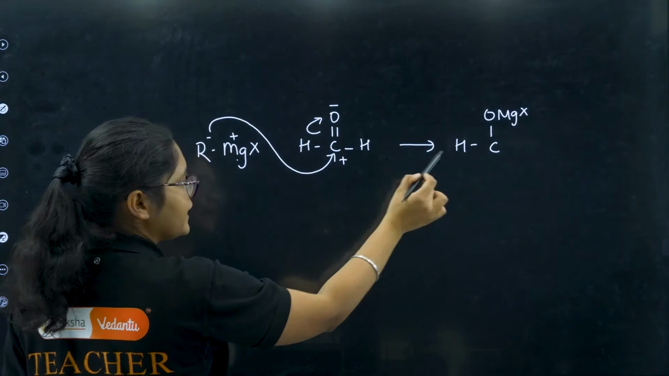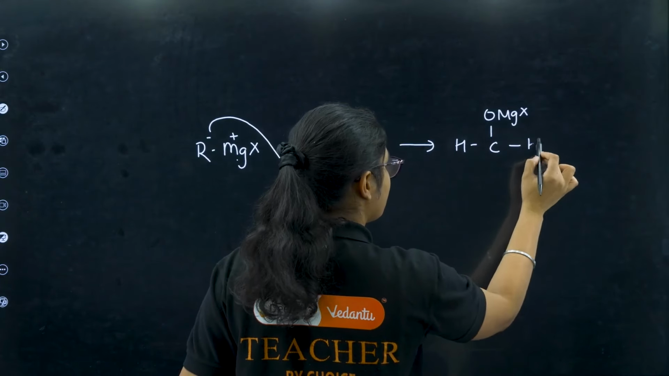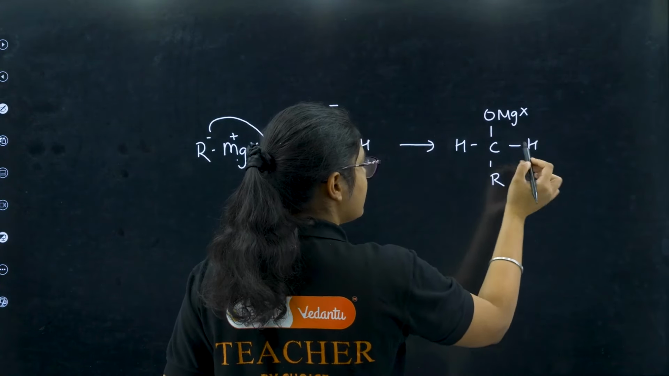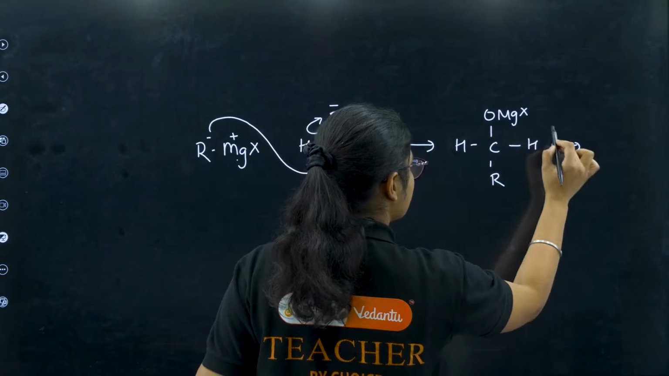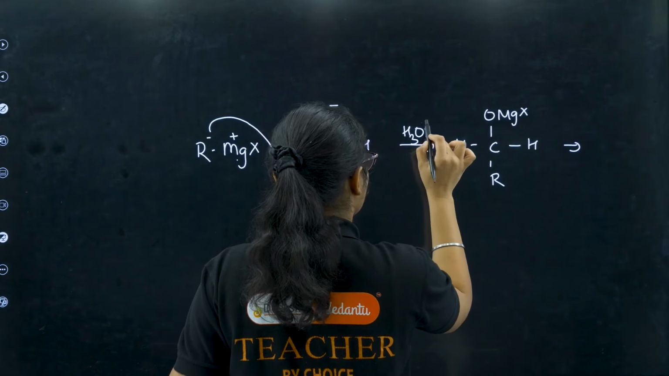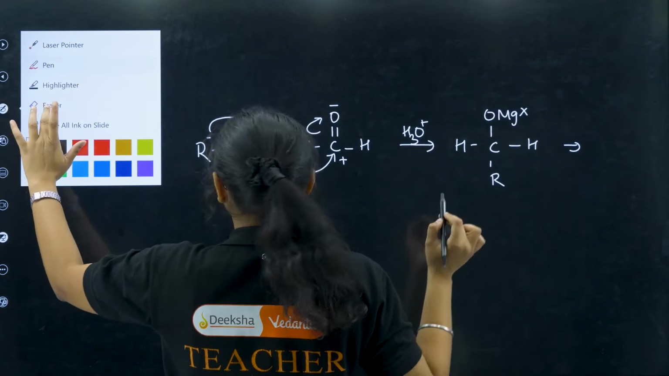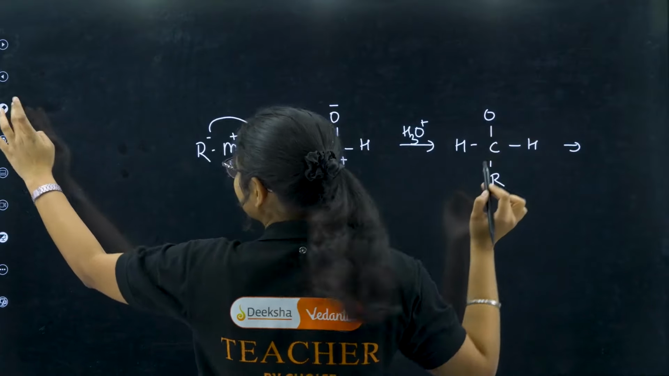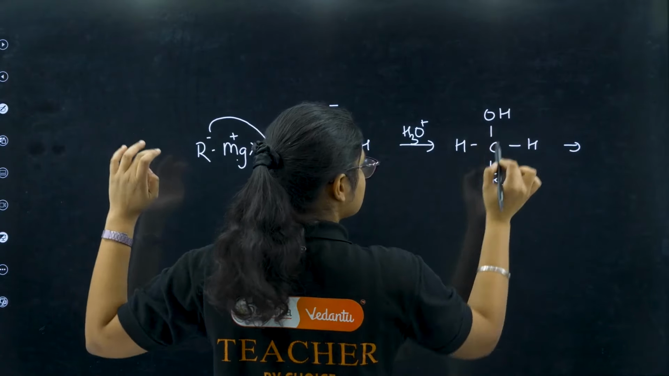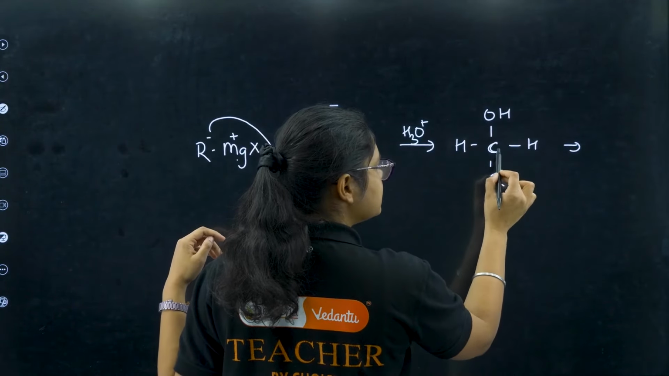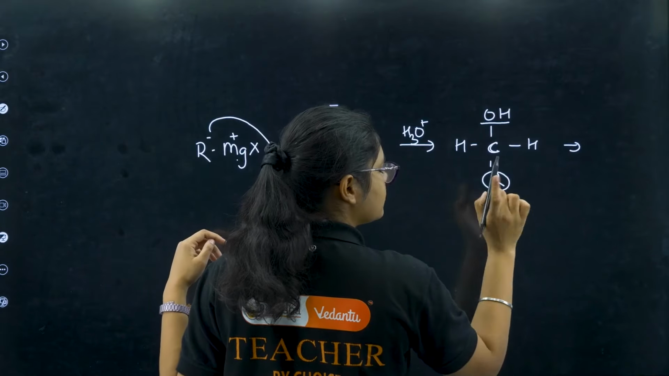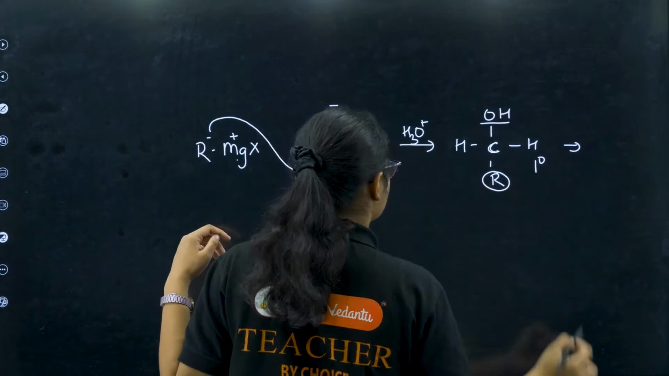This O minus will take MgX, and on this side I also have H, and on this side I will have R. Then, if I do hydrolysis, what will happen? This OMgX will get converted to OH. So which type of alcohol am I getting? You can see this carbon containing the OH is attached to only one carbon, so this is a primary alcohol.